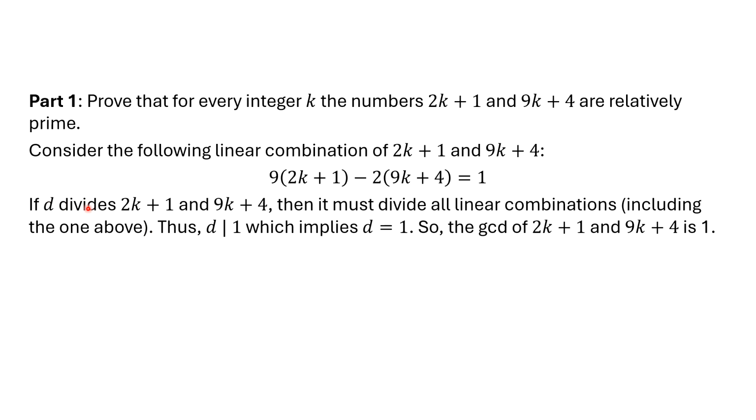So if D divides, and recall the hint I gave you from the previous slide, if D divides 2k plus 1 and 9k plus 4, it must divide all linear combinations, including this one here. Thus, D divides 1, which implies D is equal to 1. So the GCD of 2k plus 1 and 9k plus 4 is 1.